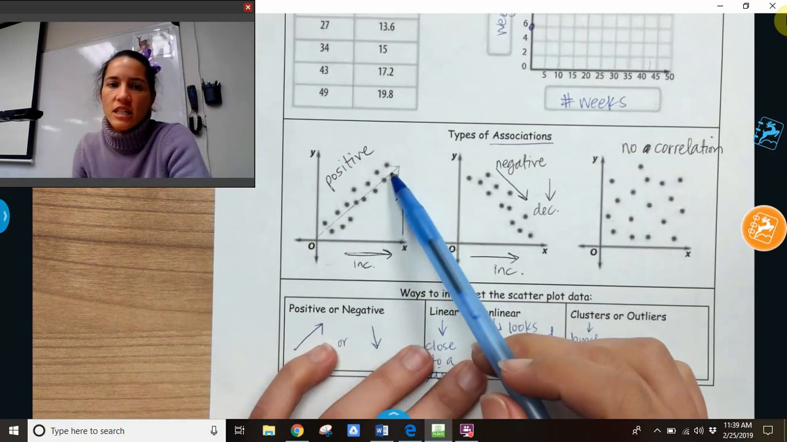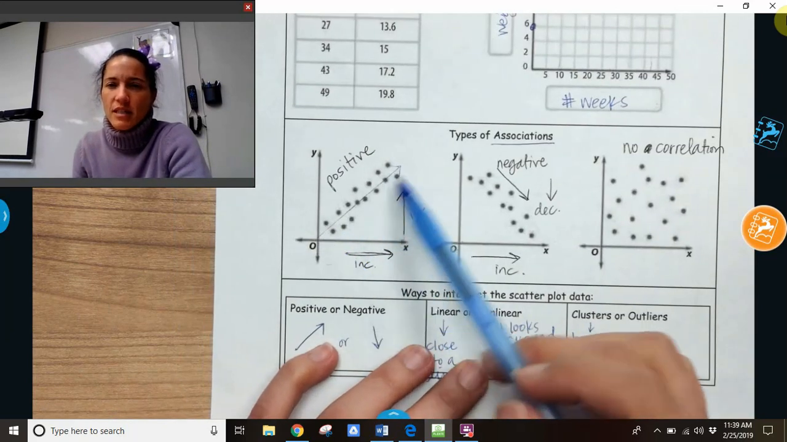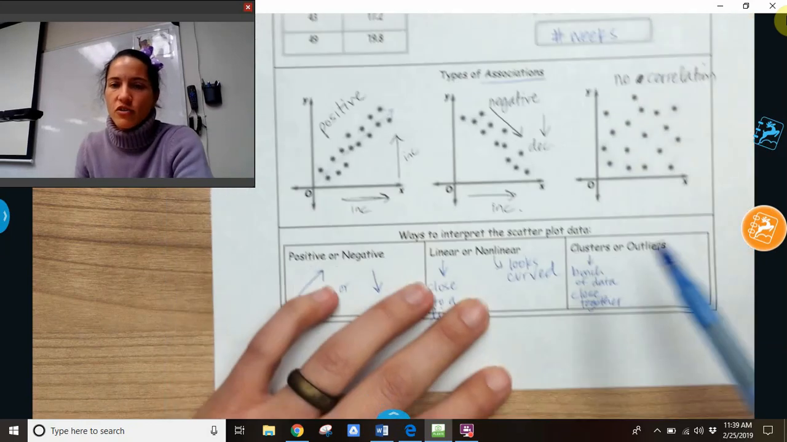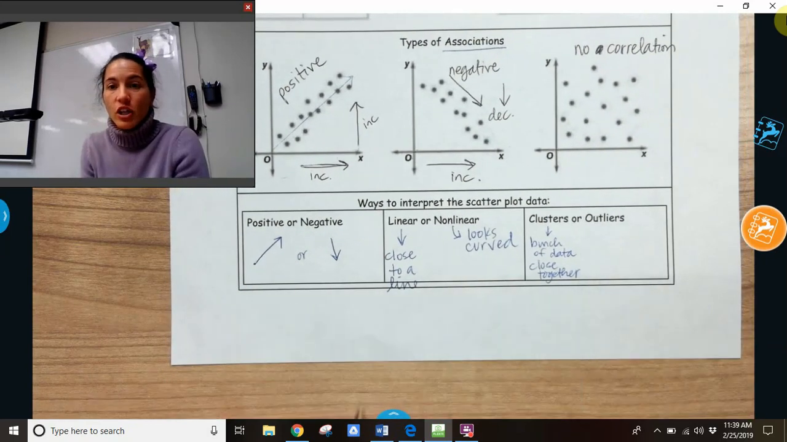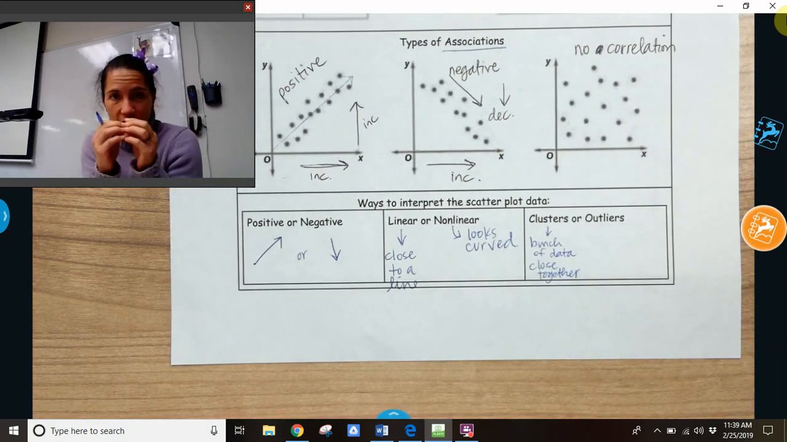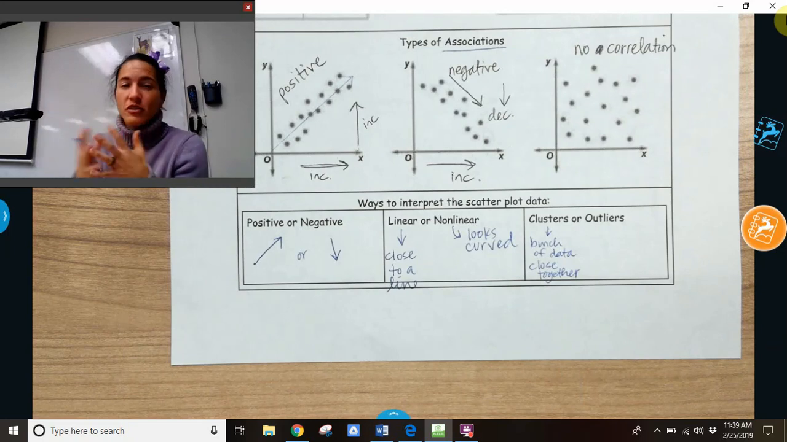So with this one, these are all pretty much the same distance apart. This one would not have a cluster, but there's one on here with a cluster. A cluster would be like, you see a bunch of dots all together, and then the others are spread out, so that would be a cluster.